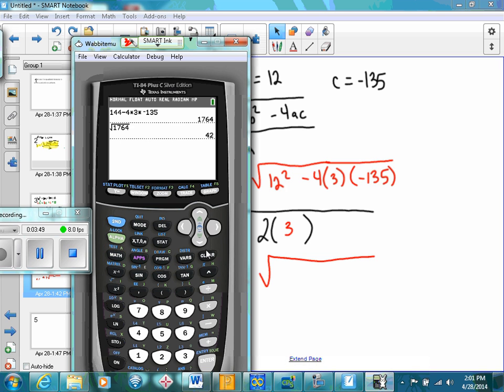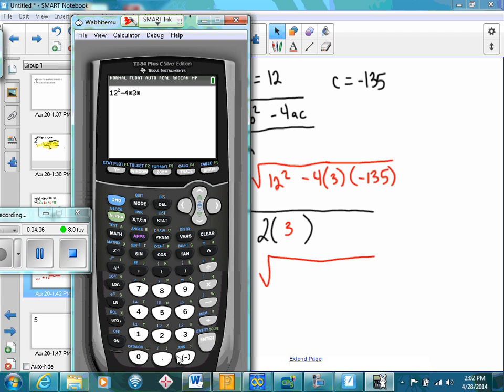There we go. So let's see, 12 squared minus 4 times 3 times negative 135. Let me pull it up so I can get that for us. Negative 135. And you'll see that suddenly that becomes 1,764.